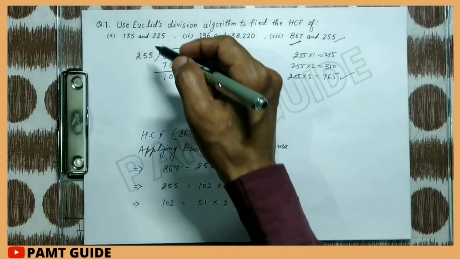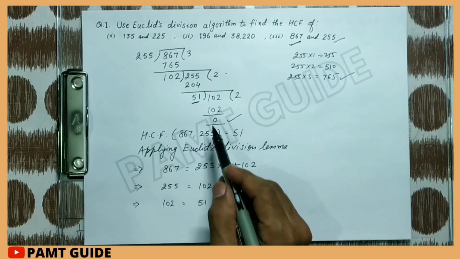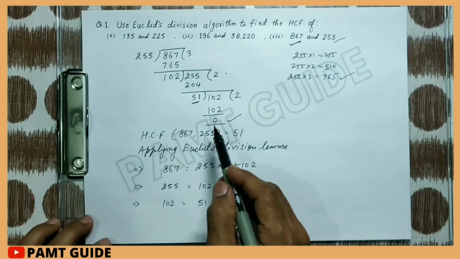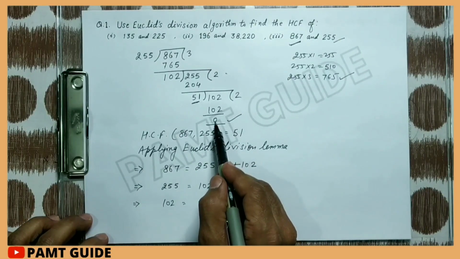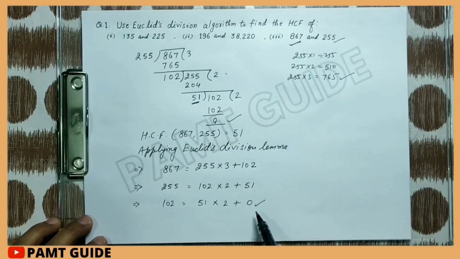So guys, हम इसे तब तक डिवाइड करते रहेंगे जब तक हमारा रिमाइंडर 0 नहीं आएगा. जब रिमाइंडर हमारा 0 आएगा तो जिस स्टेज पे रिमाइंडर 0 आएगा उस स्टेज पे जो हमारा डिवाइजर भाजक होगा वो हमारा HCF होगा.